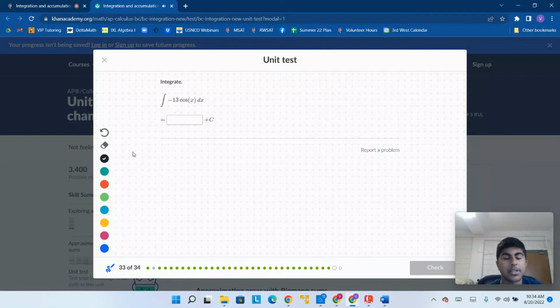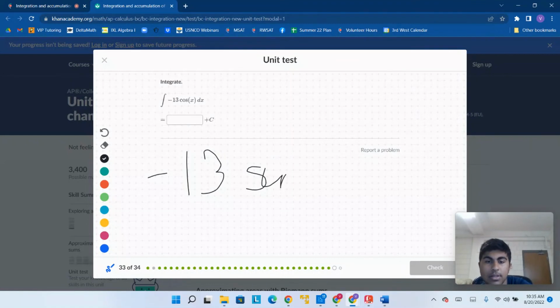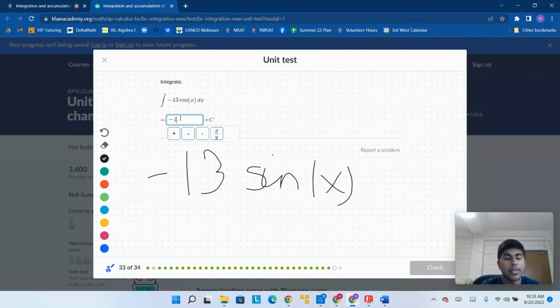Integrate negative 13 cosine of x. Well, the antiderivative of cosine of x is sine of x, so it's going to be negative 13 times sine of x. And that's going to give you negative 13 cosine of x when you take the derivative. Remember that if you take the derivative of sine of x, you get cosine of x. But if you take the derivative of cosine of x, you get negative sine of x.